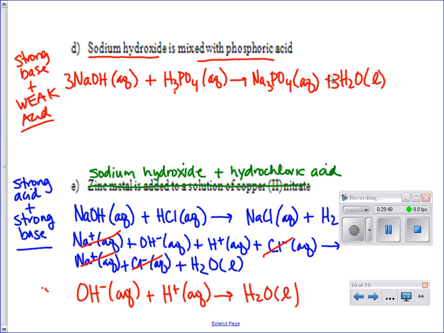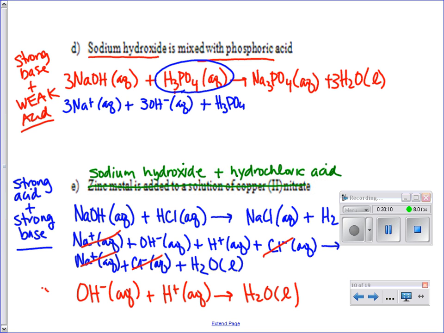Okay, so let's go ahead and split this into ions. 3 Na pluses aqueous plus 3 OH minuses aqueous plus, and this is where you need to be careful. I know I said it was aqueous, but it doesn't dissociate into ions. H3PO4, aqueous. Now we're going to split up our sodium phosphate, and we get 3 Na pluses that are aqueous, and 1 phosphate that's aqueous, and 3 water liquids.